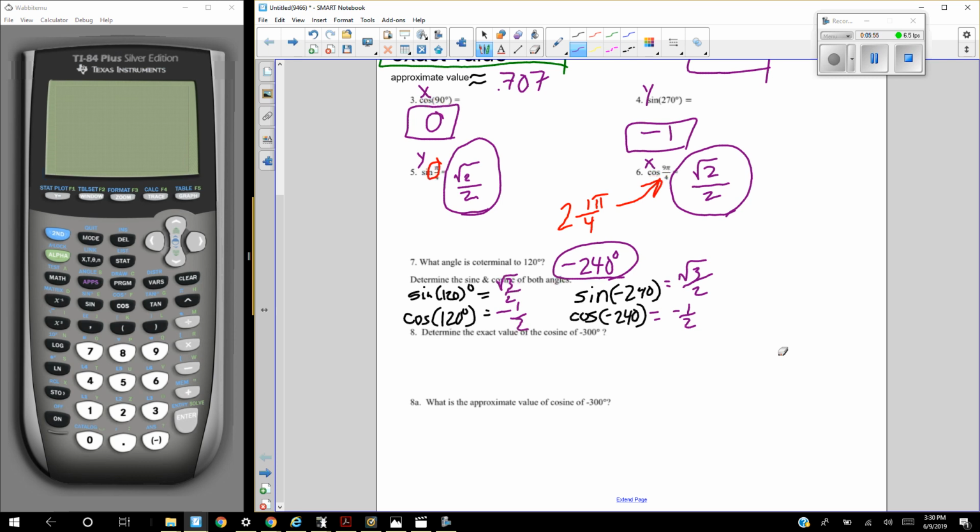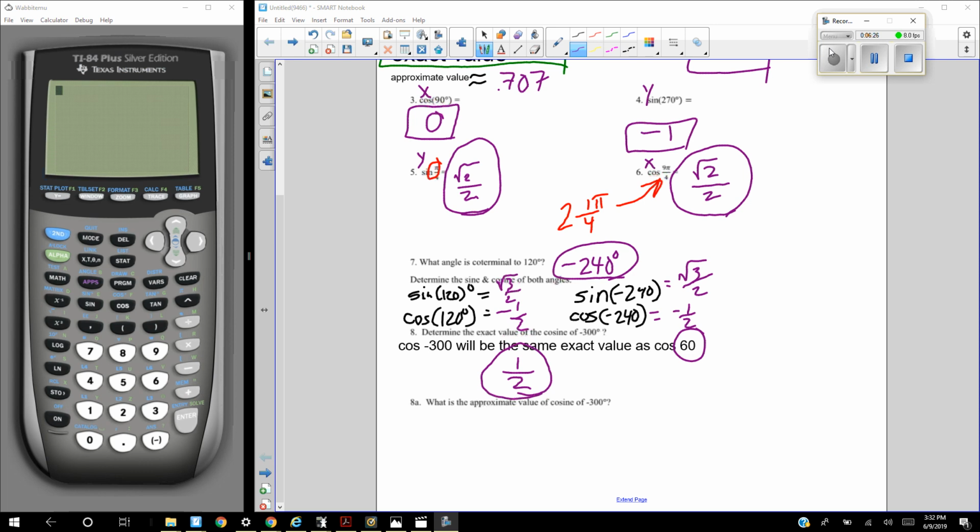So number 8, go and pause the video, see if you can figure out the exact value of the cosine of negative 300 degrees. Use the fact that it's coterminal to a positive angle. So the cosine of negative 300 will be the exact same value as the cosine of 60. So we use the fact that 60 is on the unit circle, and we can get the answer that way.